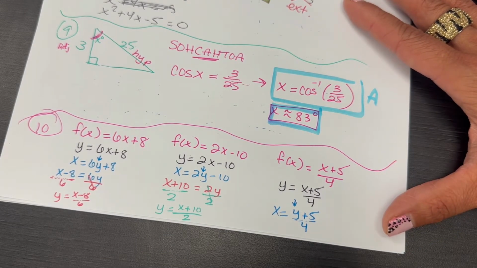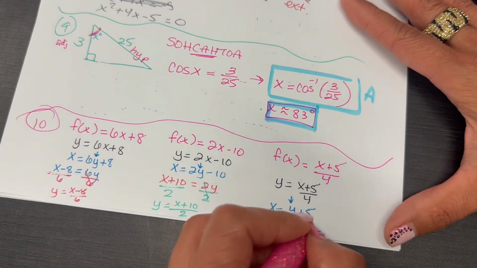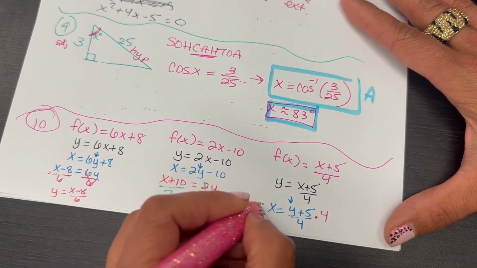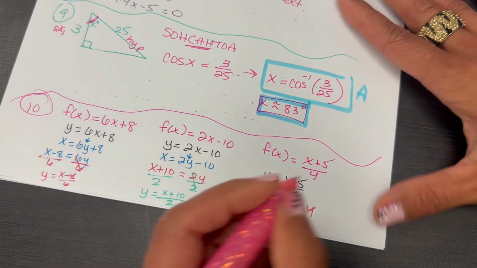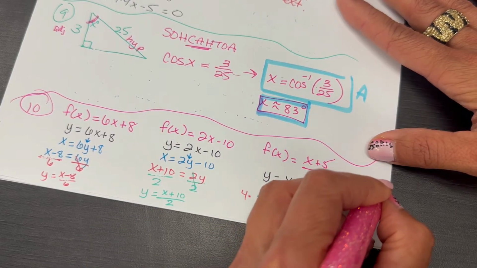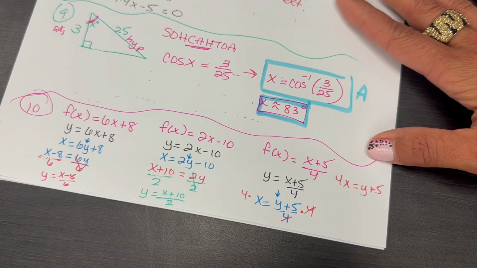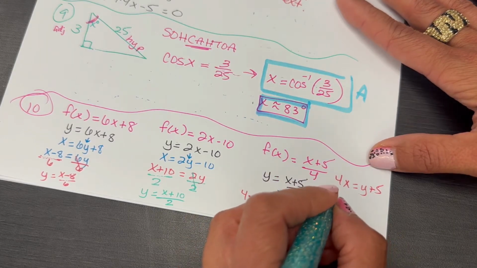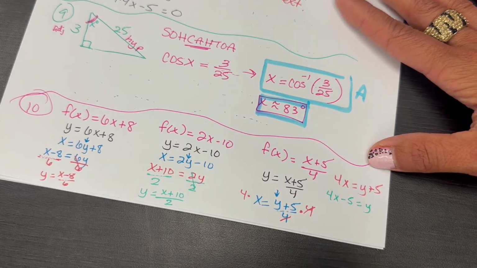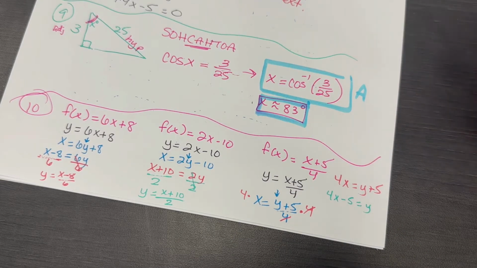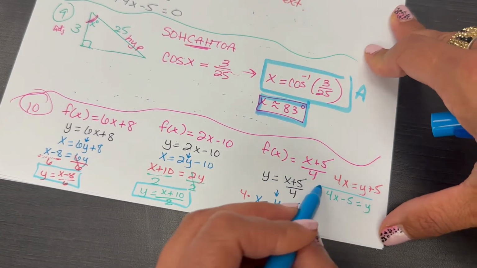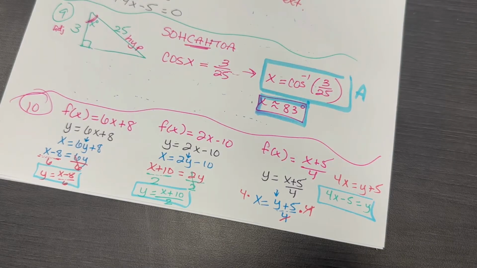So first of all, we need to get 4 out of the denominator. Fraction bars mean division. The opposite of division is multiplication. So I need to multiply both sides by 4. And then I'll get 4x equals y plus 5. And then I need to get rid of that plus 5, so I need to subtract 5 from both sides. So I'll have 4x minus 5 on the left equals y on the right. And I'll drag and drop that to that spot, okay? So these were your drag and drop answers for these respective functions. And that was number 10.